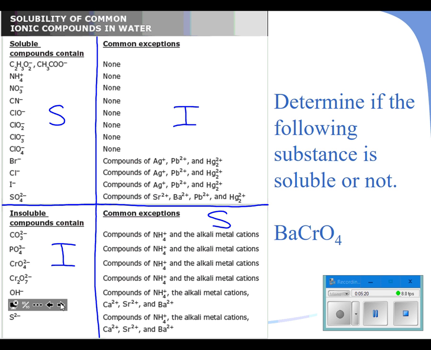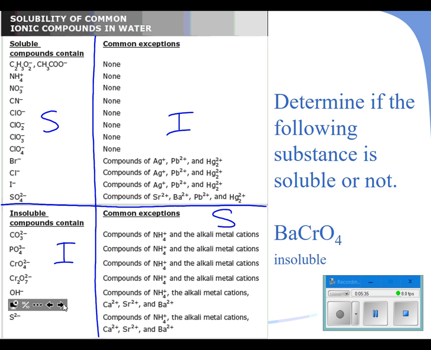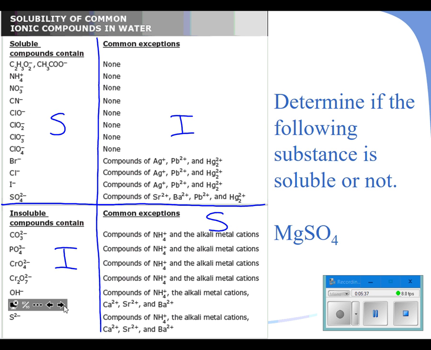Barium chromate, so chromate is CrO4, so it's here in the insolubles, except for when it's with ammonium or an alkali metal. Barium is an alkaline earth metal, so this is still insoluble. Magnesium sulfate, we look up sulfate. Magnesium is not an exception, so this would make this soluble.